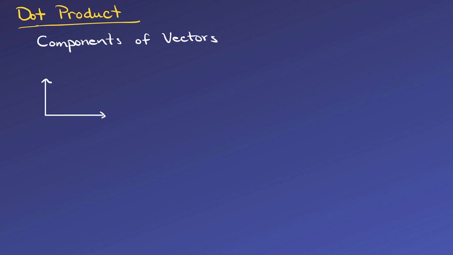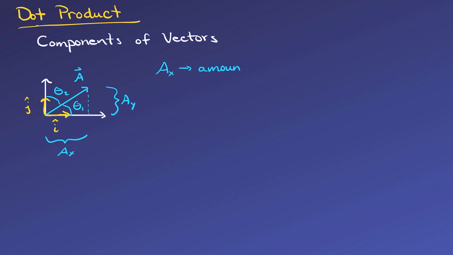You probably saw the dot product after you were comfortable with vectors and using sine and cosine to find vector components. I want to quickly show you that the dot product was there all along. If we take this vector a and want to find ax and ay, another way to state this is to say we want to know the amount of vector a that is parallel to i hat, or the x-axis, and the amount of vector a parallel to j hat, or the y-axis.